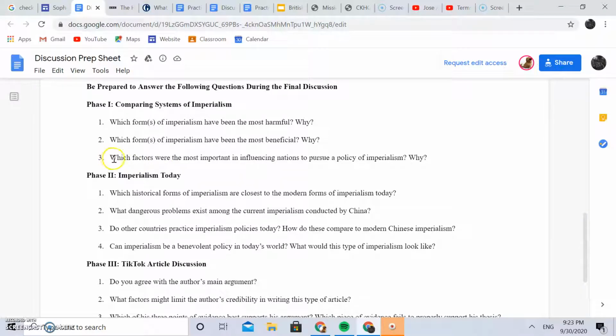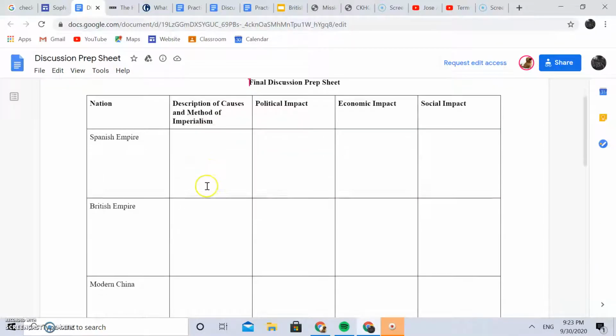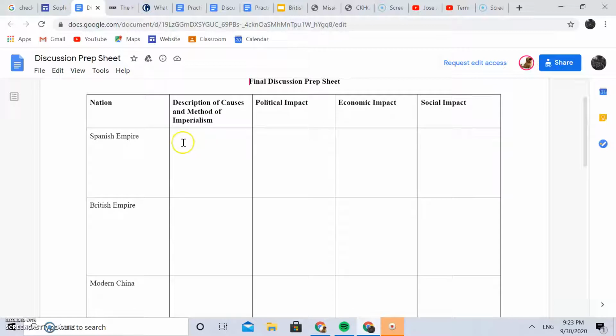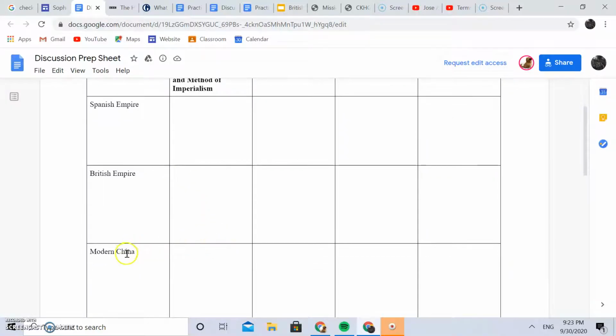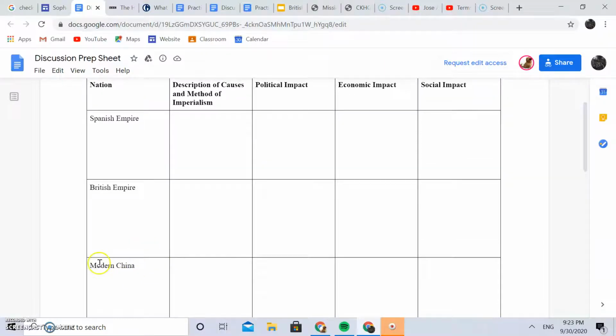And then finally, which factors were the most important in influencing nations to pursue a policy of imperialism? Why? That's really focusing on the cause column and comparing the different systems of imperialism and the different causes. So you can see economic reasons a lot for the Spanish and the Chinese and modern China, and then some for the British Empire. But then there's also ideological reasons, like God again, civilizing the savages for the British Empire, and then modern China. Again, I probably need to give a more countervailing view for stuff outside of the economics, but I did want to focus on the economics a little bit more.